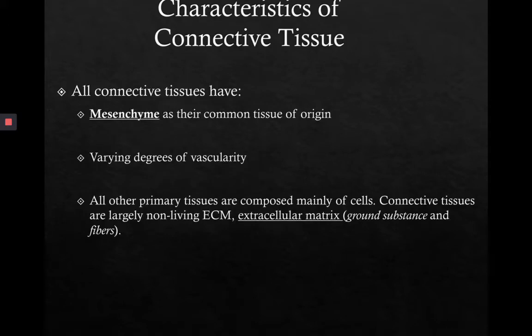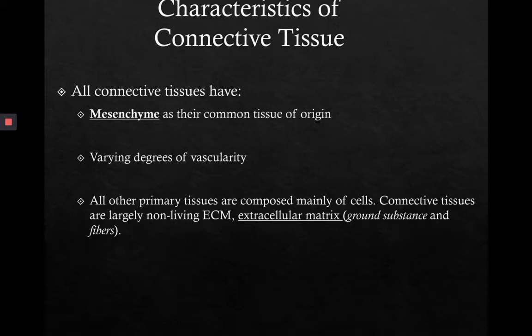All connective tissues, except for those that are in blood, are going to come from a mesenchymal stem cell. A mesenchymal stem cell is an early stem cell that gives rise to the different types of connective tissue cells that make up connective tissue.